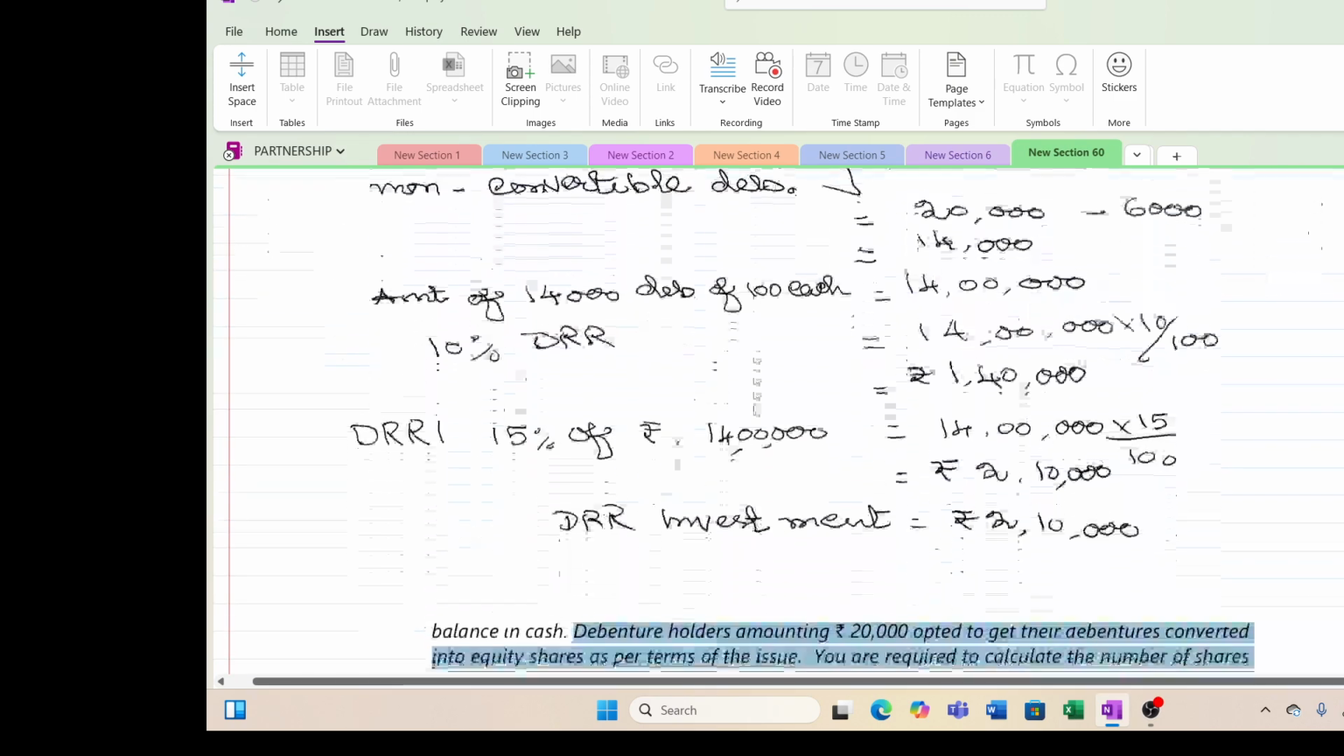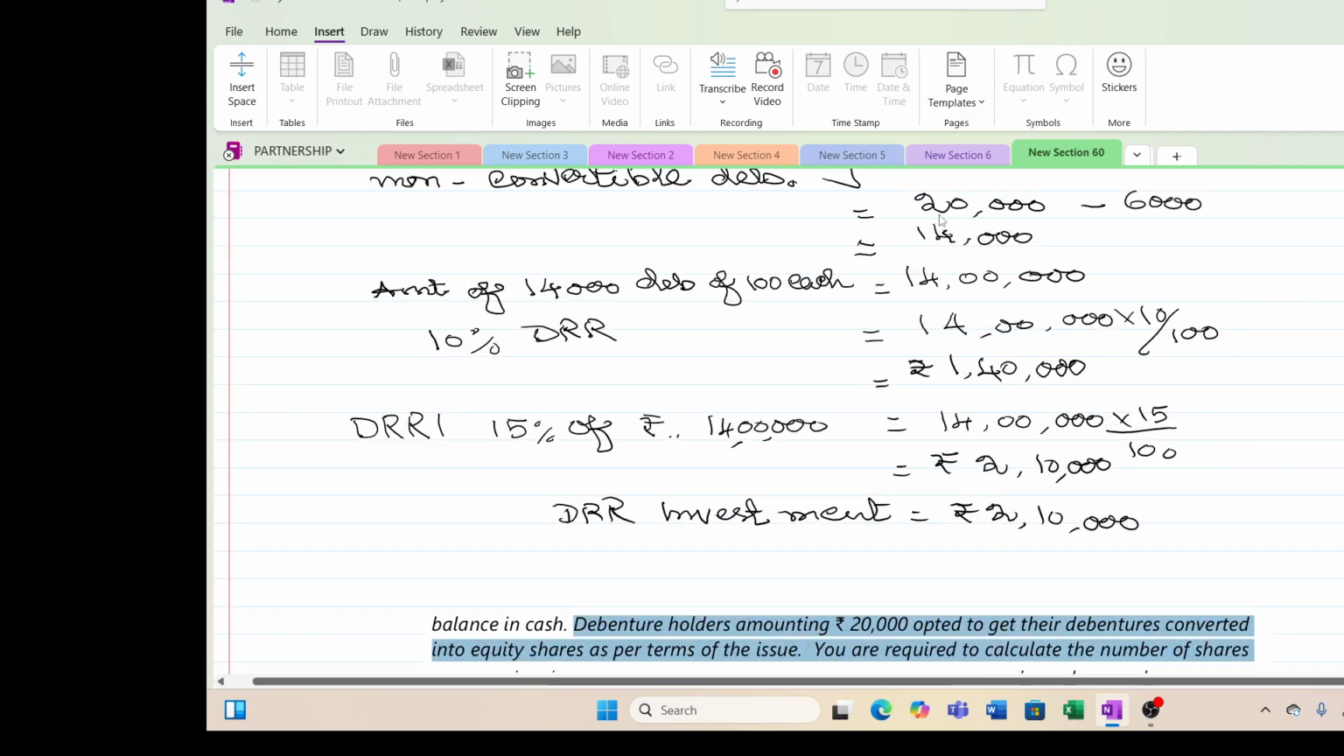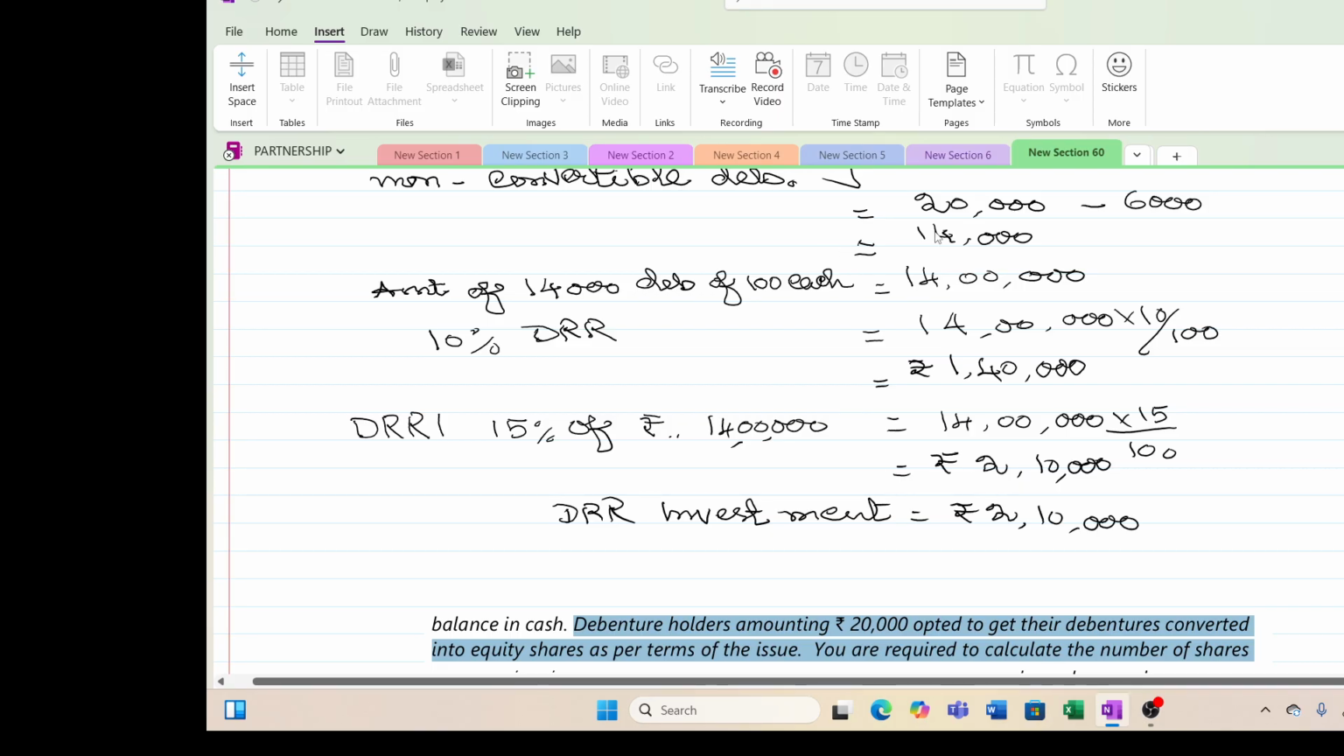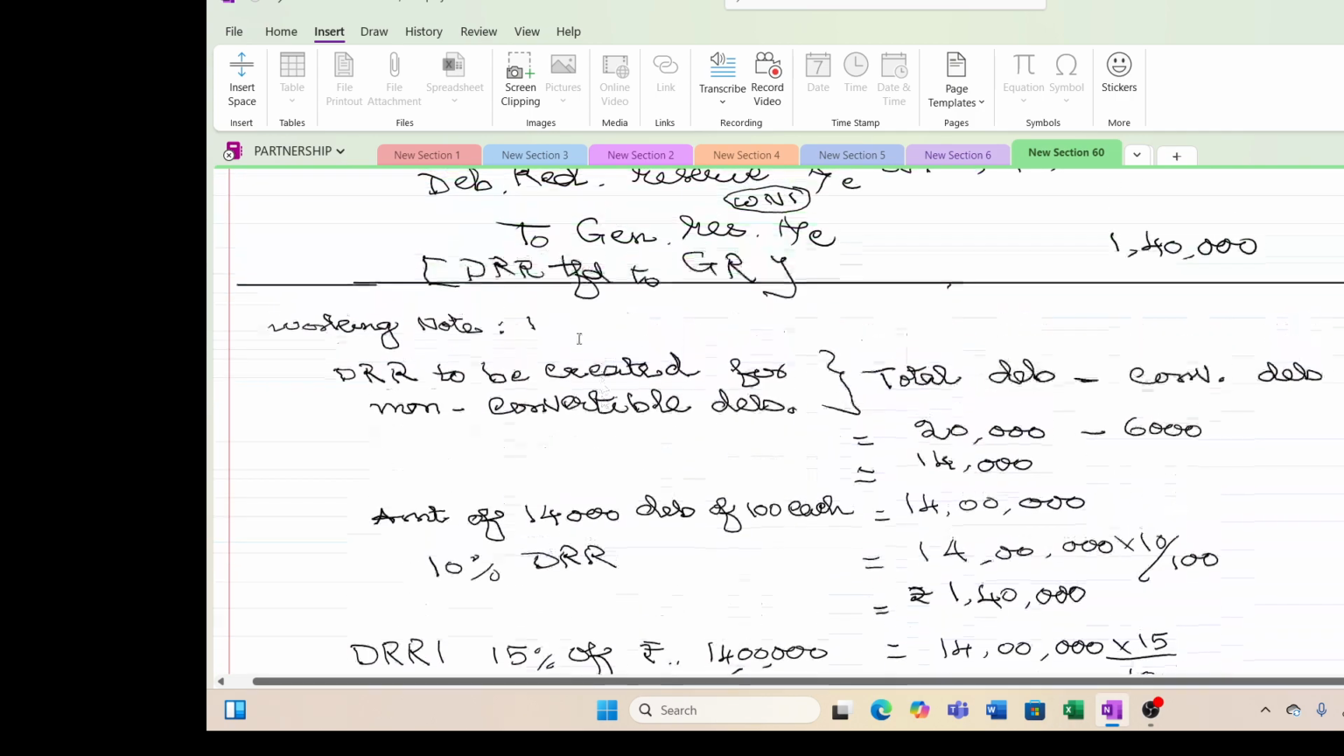For non-convertible debentures, 20,000 total debentures, convertible were 6,000 debentures. So the 14,000 debentures of 100 each is 14 lakh, 10% of DRR. All of you know that we have to create 10% as per Companies Amendment Rule of 2019. So 14 lakh into 10% is 1,40,000. This is already created. So take this as created. Don't take it as to be created.